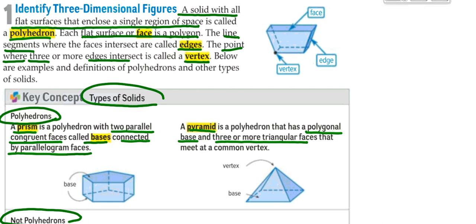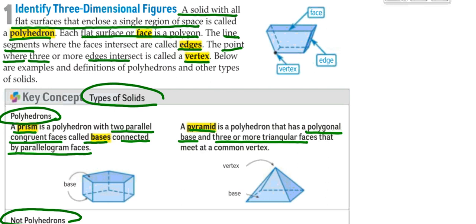So a solid with flat surfaces that encloses a single region of space is called a polyhedron. Each flat surface is called a face, and the line segments where the faces intersect are called edges. Points where 3 or more edges intersect are called vertices. And here are some examples of polyhedrons as we look at that.